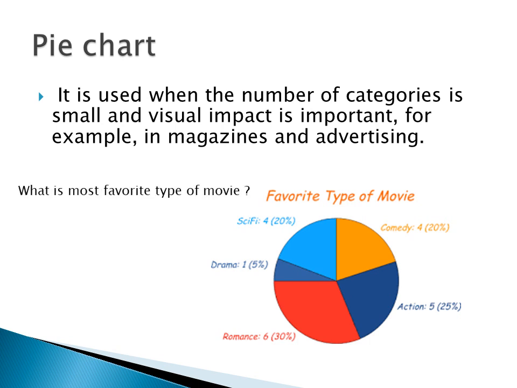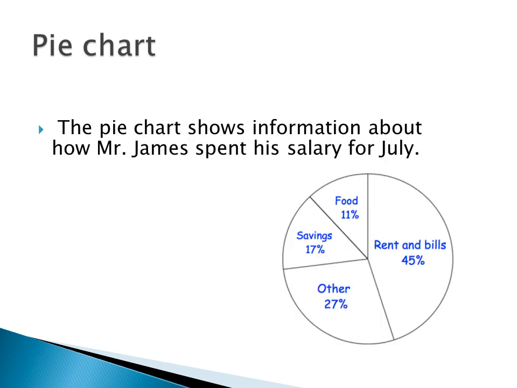What is the most favorite type of movie? According to our pie chart, the most favorite type of movie will have the biggest sector, which is romance. What is the least favorite type of movie? Also, the smallest sector will represent the least favorite type of movie, which is drama.